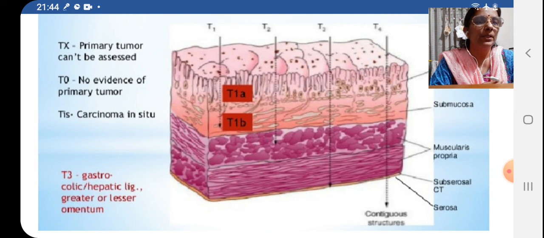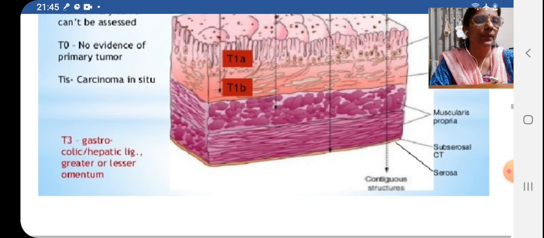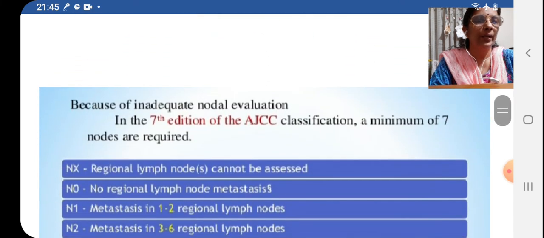So T1 is involvement of mucosa only, T2 is involvement of the muscle, T3 is involvement of the whole thickness of the stomach including the serosa, T4 is involvement of the surrounding structures also. So now you know the tumor T classification, T1, 2, 3 and 4. Then comes the nodal classification.